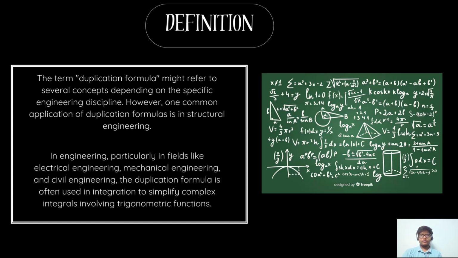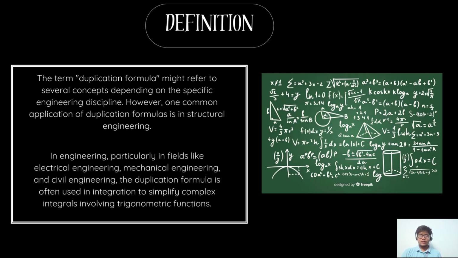For example, if you have an integral involving sine square of x, you can use the duplication formula to rewrite it in terms of cos 2x and then proceed with integration, potentially making the process easier.